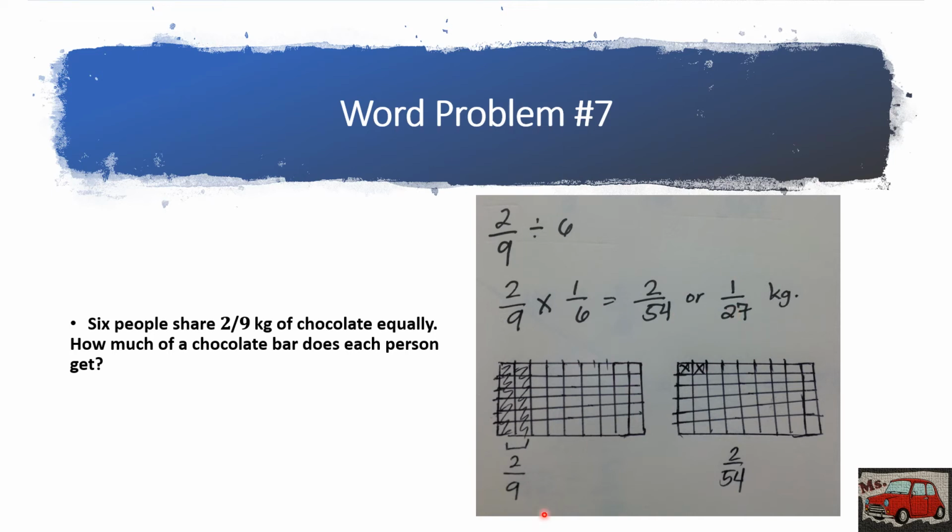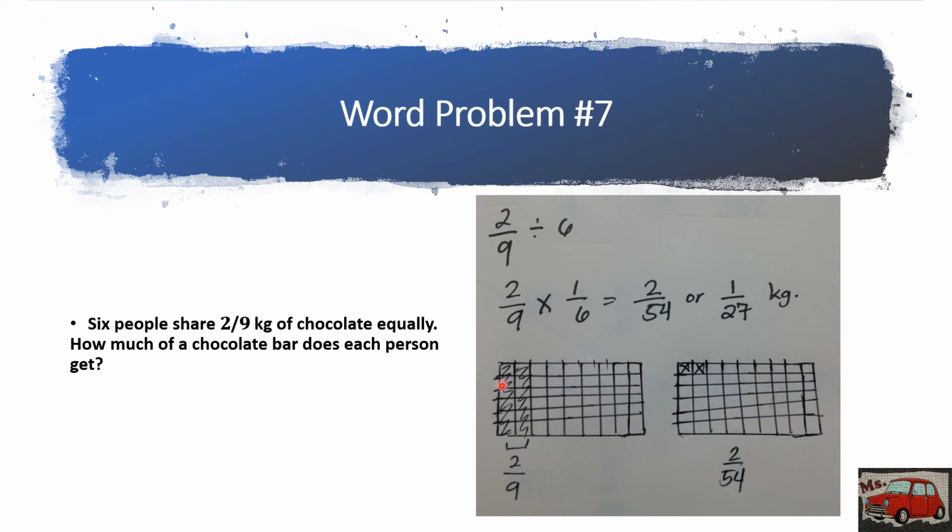Okay? So to make an illustration, this is the whole chocolate. Okay, and ito yung 2/9. So, hinati natin sa 9. Okay? So, 2/9, ito yung chocolate na meron. And then, hatiin daw to ng 6 na tao. So, hinati ko siya sa 6. So, yung the rest, hinati ko na din sa 6. Okay? So, ang nangyari, yung 9 parts naging 54.